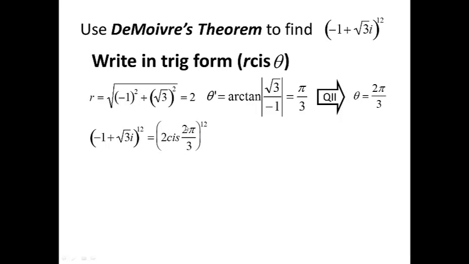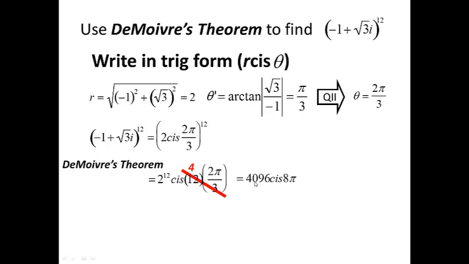Now that we have my trig form to the 12th power, we can go ahead and use DeMoivre's theorem. So we take the 2 to the 12th power, and we take the 12 times my 2 pi over 3. Reducing that, we get 4. 4 times 2 pi is 8 pi.